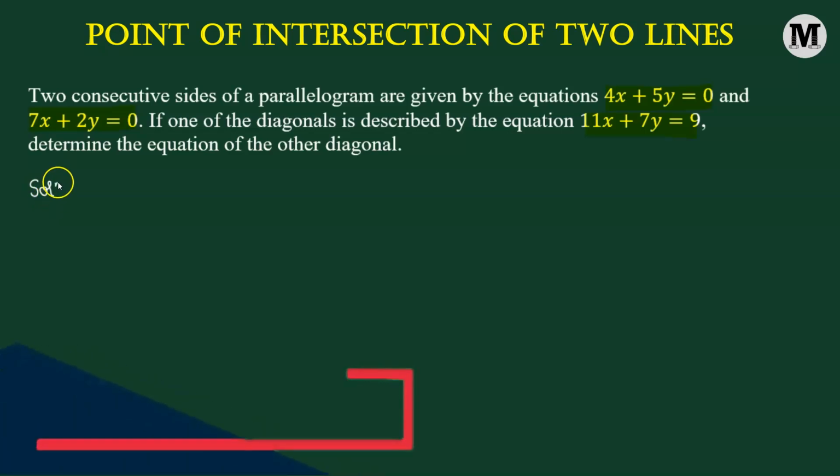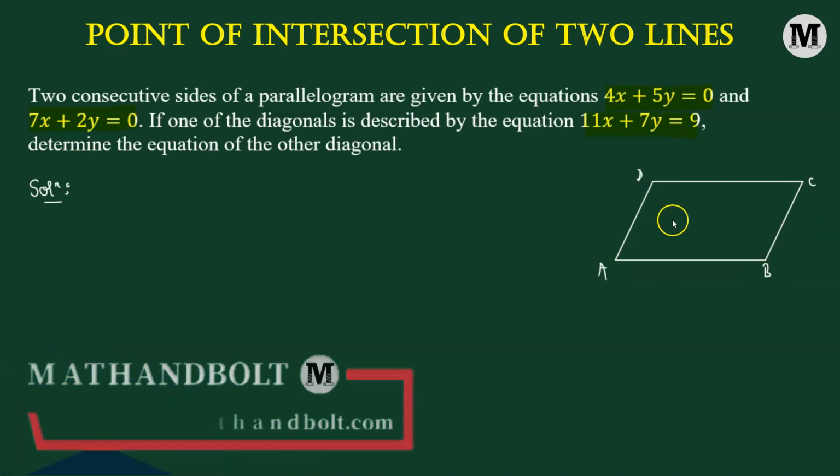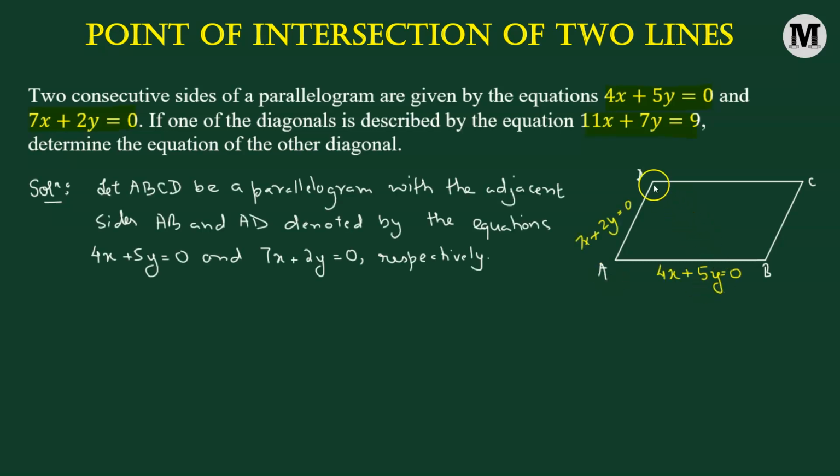First, we'll try to understand the problem graphically. We begin by considering a parallelogram with the vertices A, B, C and D. Here we consider two of the adjacent sides, AB and AD, with the equations 4x + 5y = 0 and 7x + 2y = 0 respectively. Next, we join the opposite vertices B and D as well as A and C to obtain the diagonals of the parallelogram.